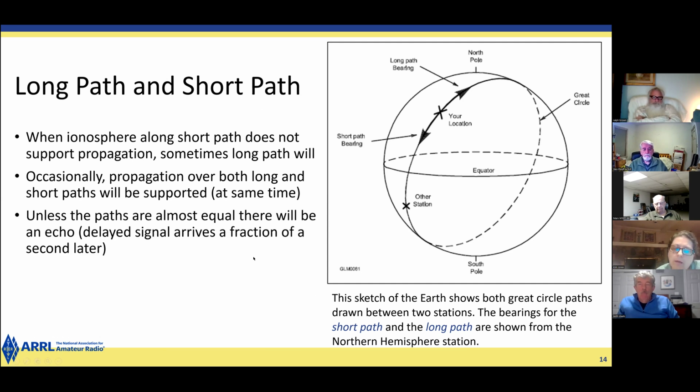And if the length of the short path and the long path are a lot different, then considering that radio signals only travel at the speed of light, there'll be a delayed signal. So sometimes you could hear an echo on another guy's signal, and that means that you're hearing both the long and the short path.